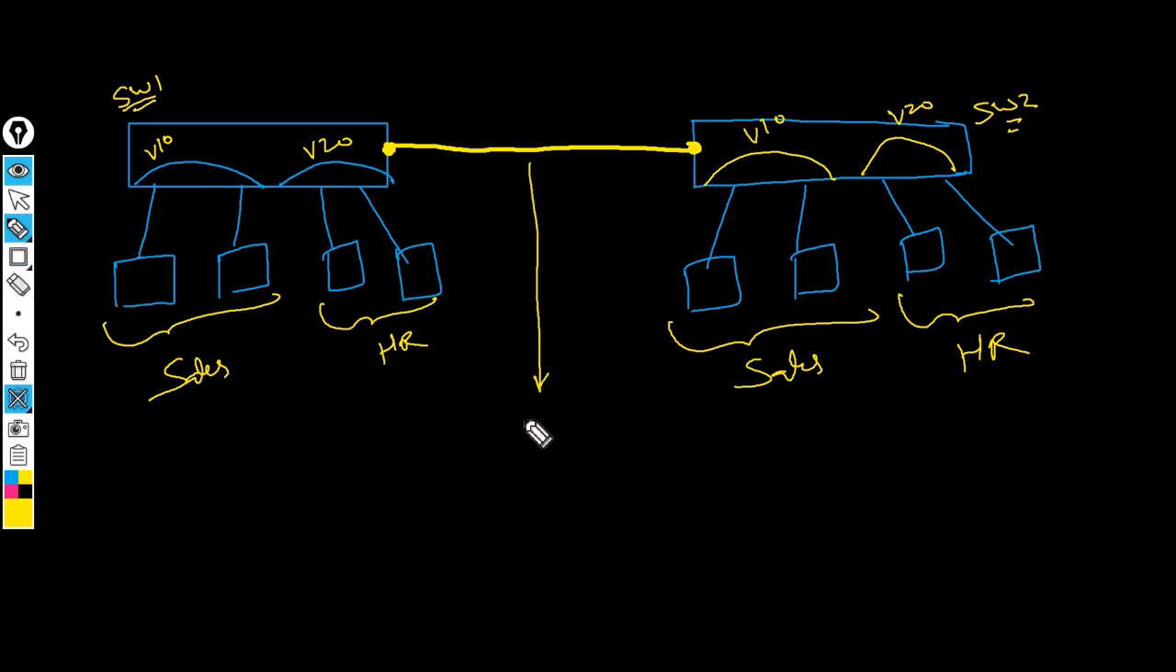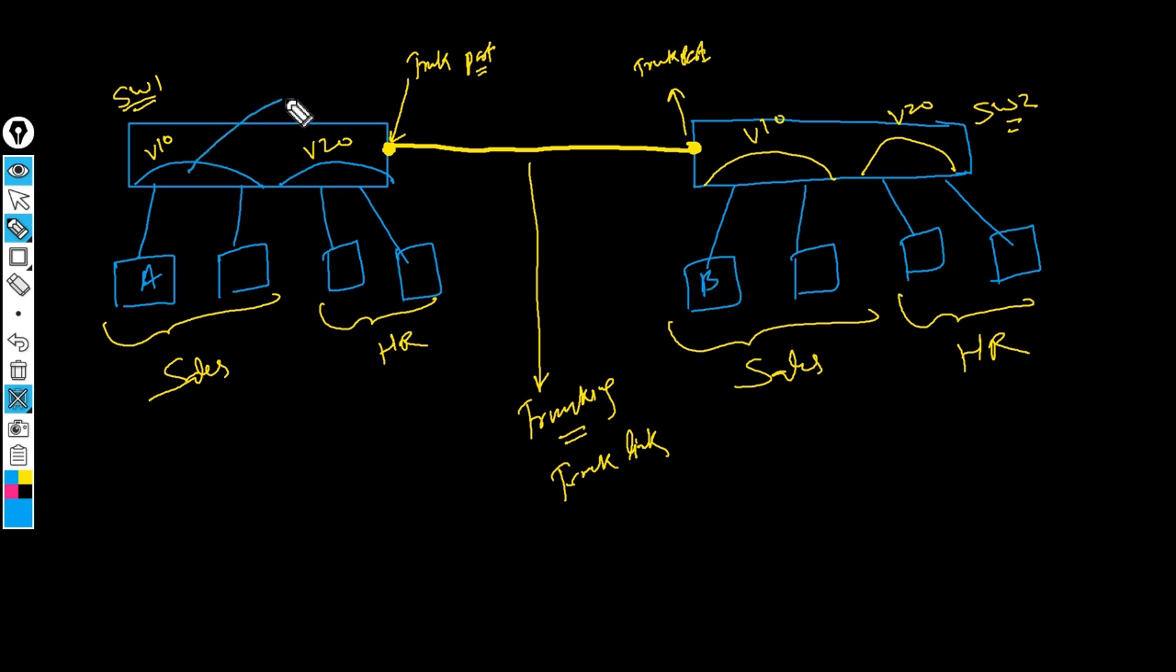This you will consider as the trunk link, and this port is considered as trunk port. This port is also considered as trunk port. And what happens now? Whenever any VLAN traffic comes from PC A to, let's say, PC B, whenever the traffic is coming here, it will add VLAN 10 and send the information to the next switch. This switch will check that the information is coming for VLAN 10, it will remove the tag and then send it to VLAN 10. The communication will take place.